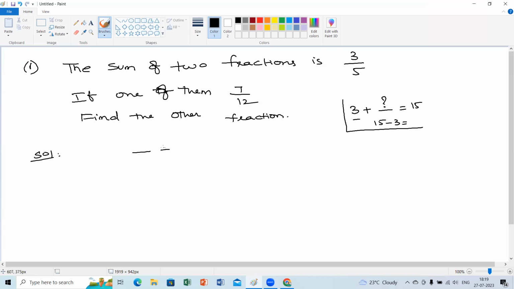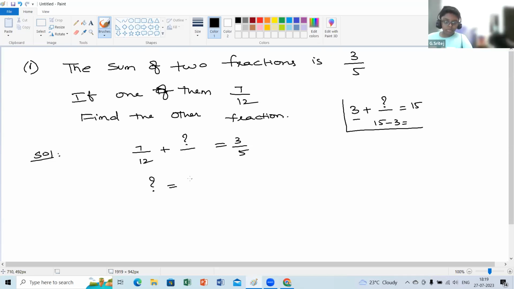The sum of two fractions is 3/5. One of the fractions is 7/12. Find the other fraction. To find the unknown fraction, what should you do? Subtract. Which number should I subtract, and from where? Ma'am, we have to minus 3/5 from 7/12. 3/5 from 7/12, or 7/12 from 3/5? 7/12 minus 3/5. I'm extremely sorry, that's the wrong concept. Ma'am, 3/5 minus 7/12. Very good. The result is 3/5, you need to subtract the first number, right? Very good, Sriram.